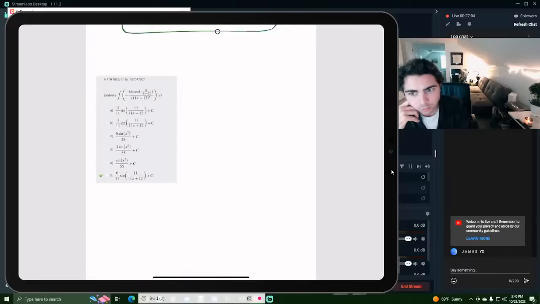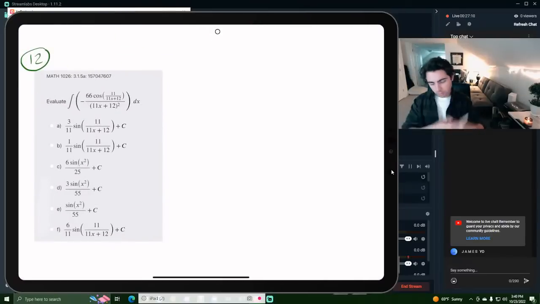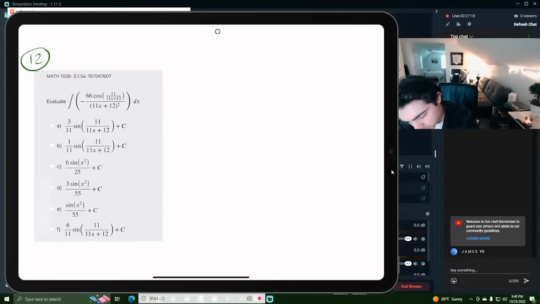All right. Let's keep rolling. That was number 11. This is number 12. We have this crazy looking integral. And just like the last one, we want to use u-substitution.